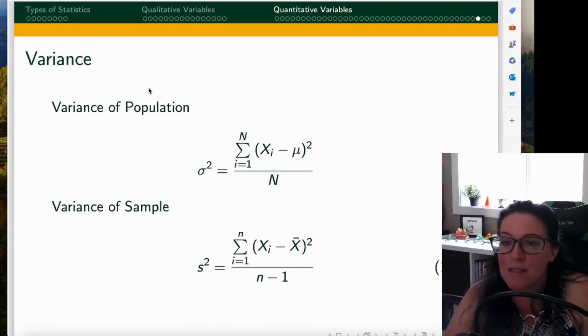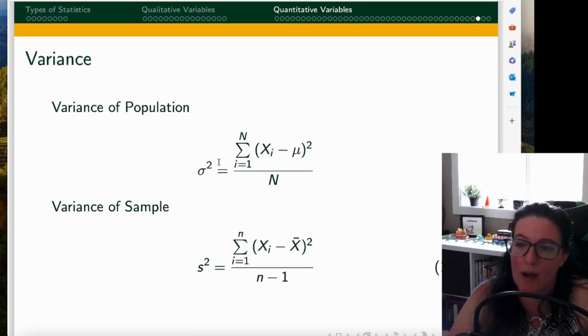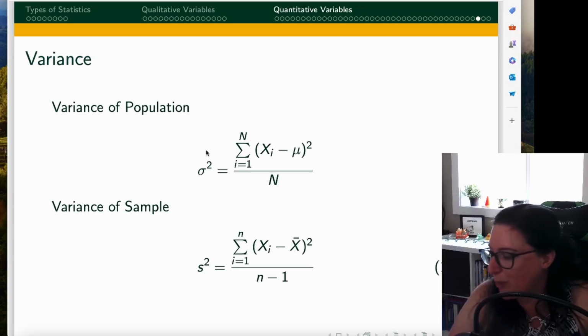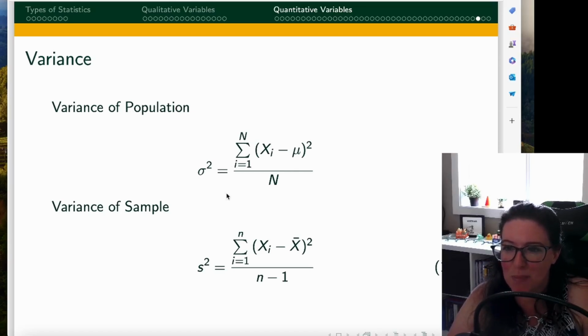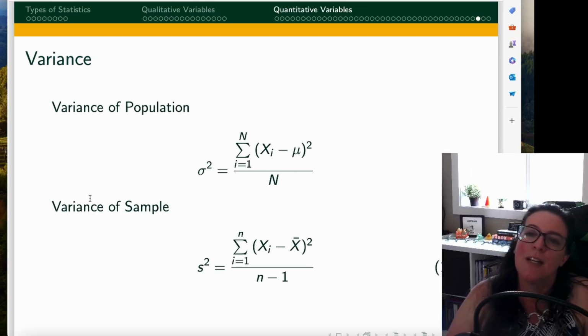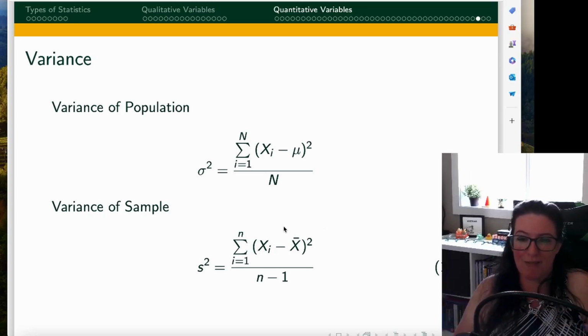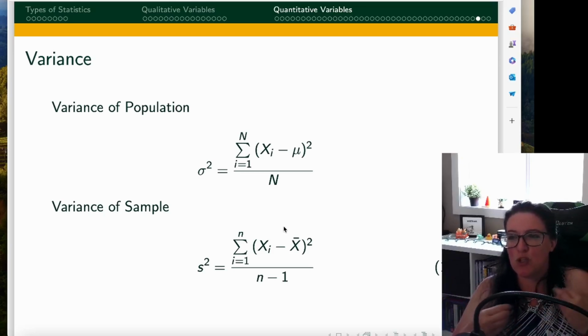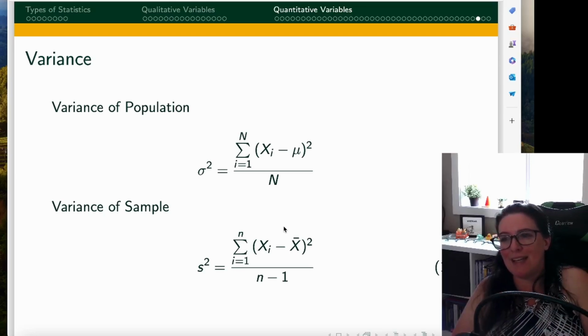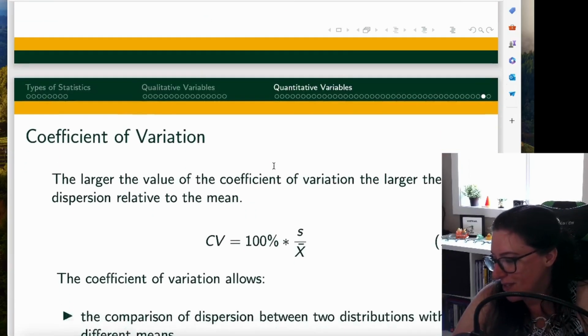The variance is the standard deviation squared. So you'll notice there's no square root. Whether you're looking at the variance of the population here, this is the same formula as the standard deviation of the population, just without the square root. The variance of the sample is the same as the standard deviation, just without the square root. So variance gets rid of that square root. The standard deviation is easier to interpret than variance, but variance is more of what's in your other calculations.